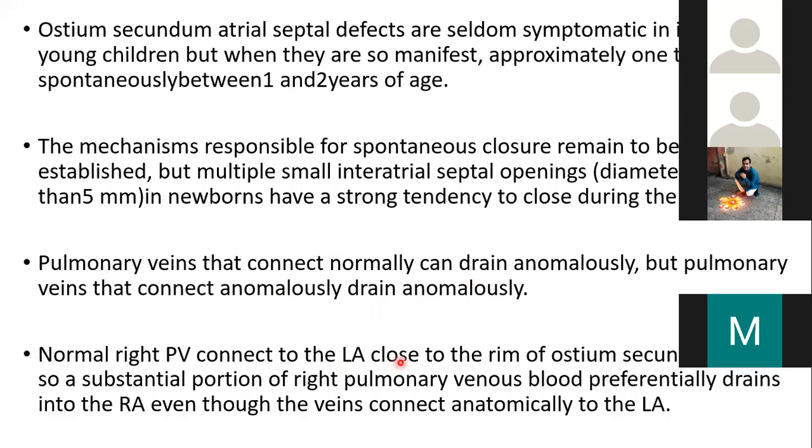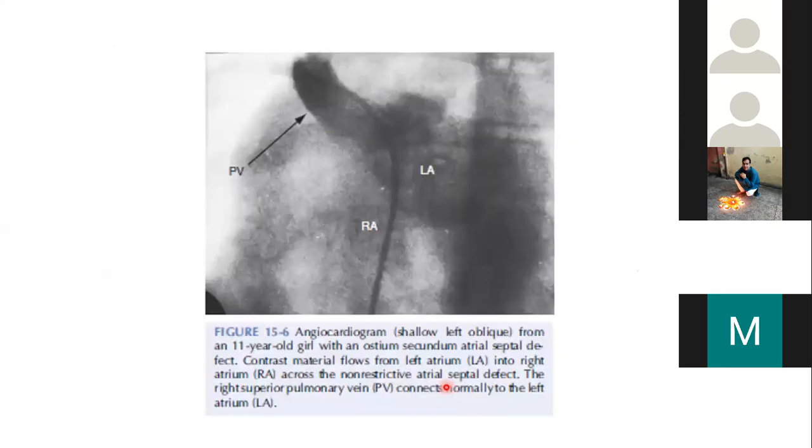For example, the right pulmonary vein is connected to the left atrium, but it lies close to the ostium secundum defect. So the blood coming from the right pulmonary vein preferentially flows into the right atrium through the ASD. It is connected anatomically to the left atrium, but the flow is into the right atrium. This is an injection given in the right pulmonary vein. The blood is directed across the ASD into the right atrium, which is a potential drainage into the right atrium.